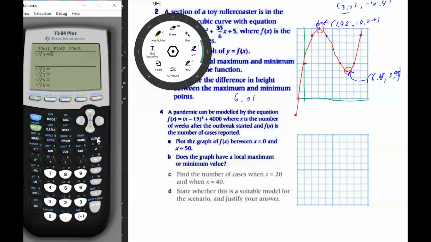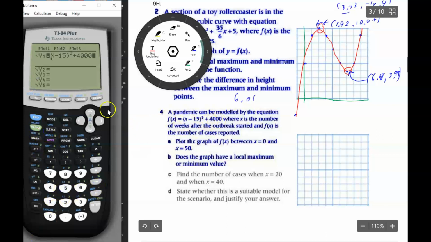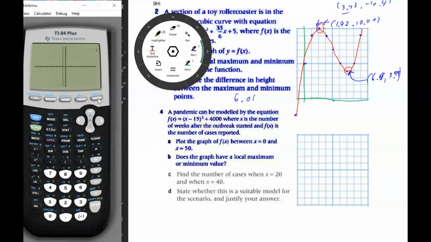So I'm going to erase that one, and then I'm going to put x minus 15. I'll be right back. So I just typed it in, and if I graph it, it's so tall that I can't see it. So maybe we'll do zoom fit. Let's see how it looks.